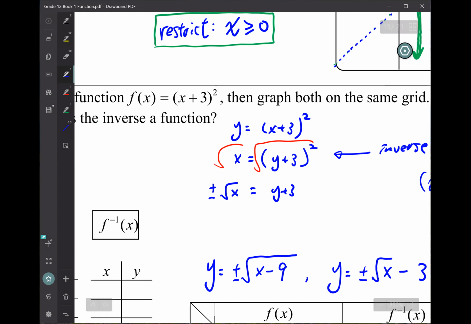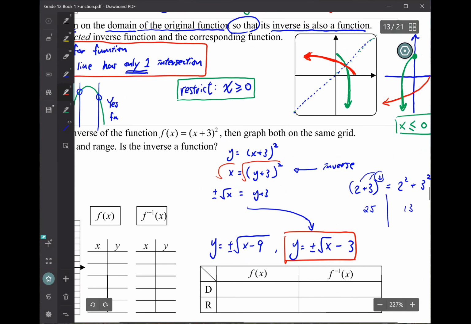So what will be on the other side now? Square root of x minus 3. Yeah, perfect, equals y. So you must have plus minus. So therefore, you get this answer. All right, so this one is called the inverse, right? And this one is also called the inverse, but we prefer the one in the red box, okay?